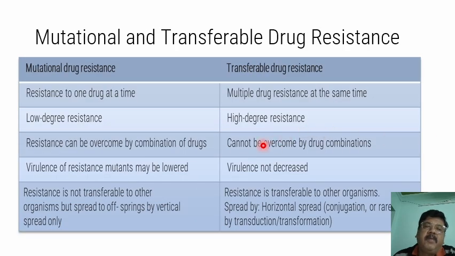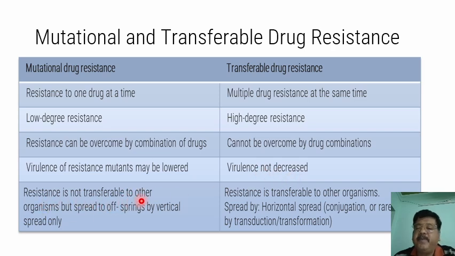So, mutational and transferable drug resistance. Mutational drug resistance is resistance to one drug at a time, whereas transferable is to multiple drugs. There is a low degree of resistance in mutational and a high degree in transferable. Mutational drug resistance can be overcome by a combination of drugs, but transferable cannot. An example is the combination of drugs in tuberculosis treatment. Virulence of resistant mutants may be lowered, but vigilance is not decreased.